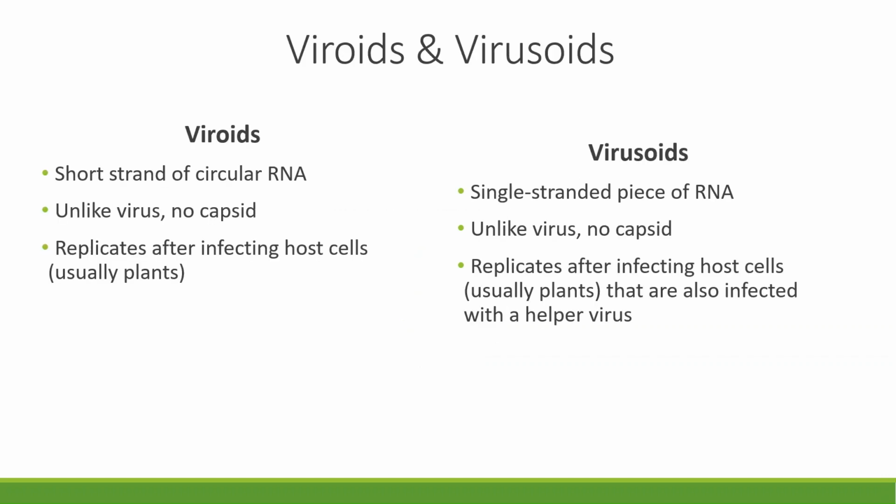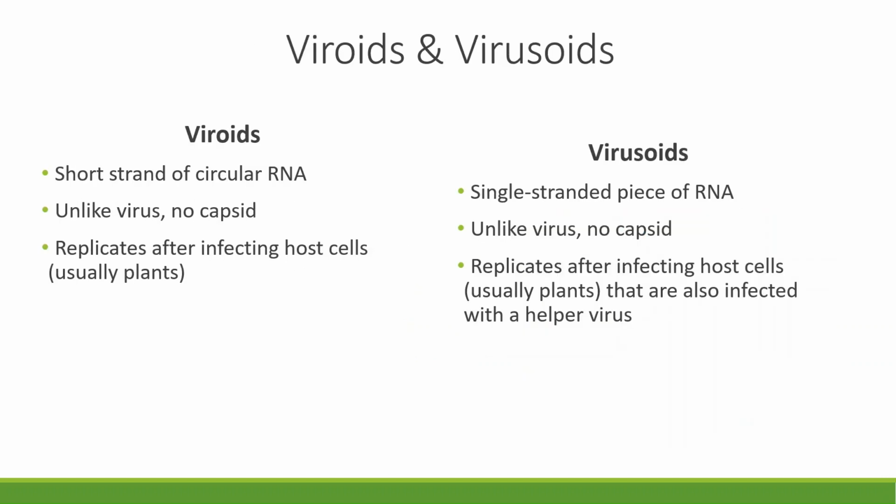So viroids are one of the smallest viral particles out there. They're just a short strand of circular RNA. So unlike viruses, there's no capsid there. And just like viruses, they can't replicate without being inside of a host cell. And these are usually plants, as is true for virusoids. And so they're responsible for causing a lot of plant diseases. So they're still very important to study.